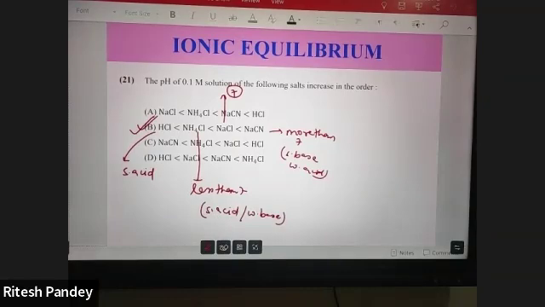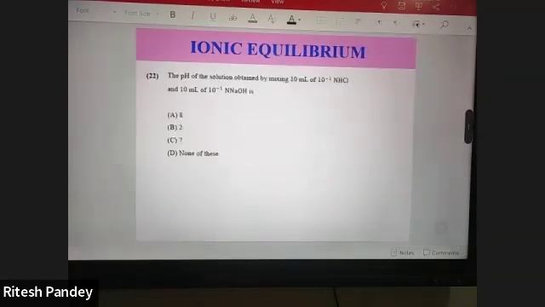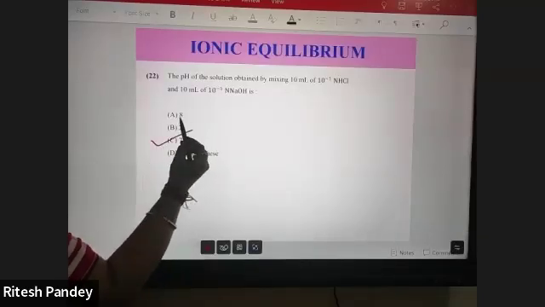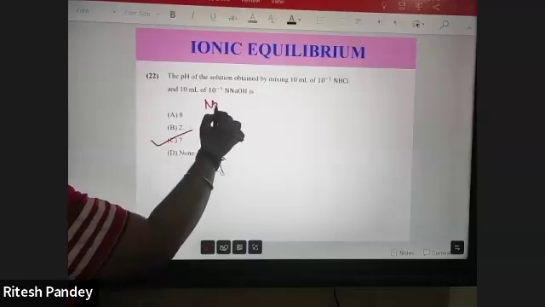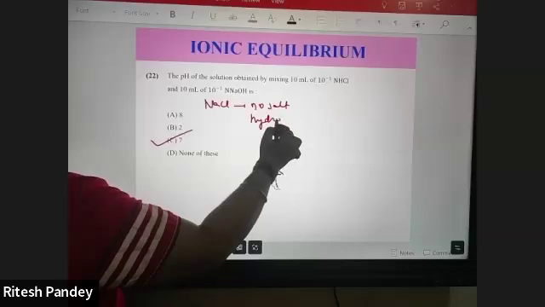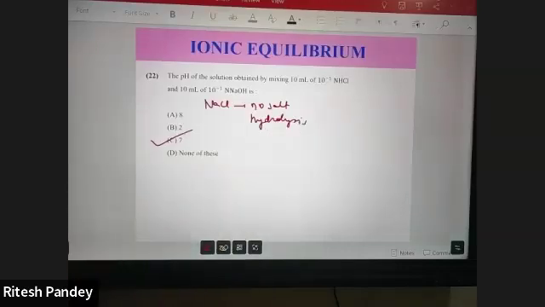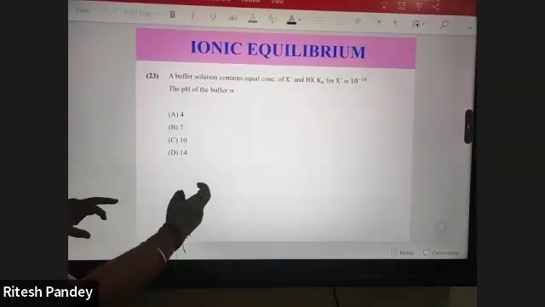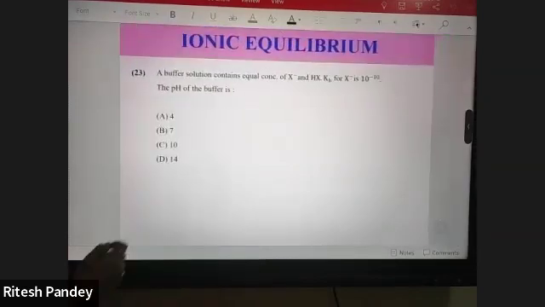We'll move on to question 22. The pH on mixing 10 ml of 10 to the power minus 1 molar HCl and 10 ml of 10 to the power minus 1 normal NaOH. No prize for this one. Option C. Yes, neutrality. NaCl will have no salt hydrolysis. Question 23. Equal concentration of X minus and HX. The pH of the buffer is?